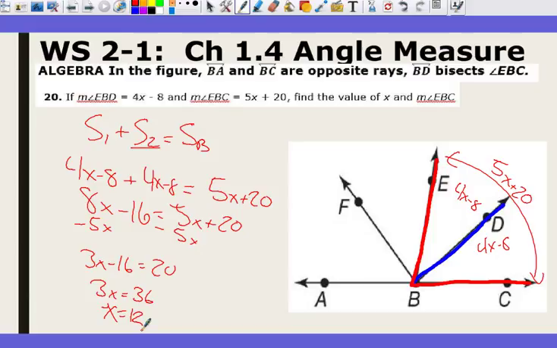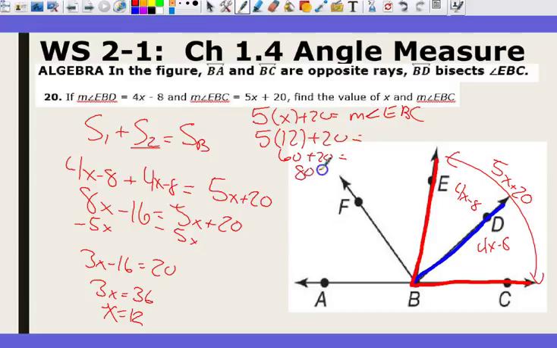Second half is we need to figure out what EBC is. 5x plus 20 is equal to the measurement of EBC. 5 times, what was our x value? 12 plus 20 is equal to 60 plus 20 is equal to 80, which is the measurement of EBC.